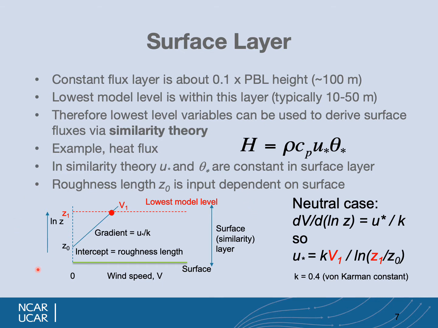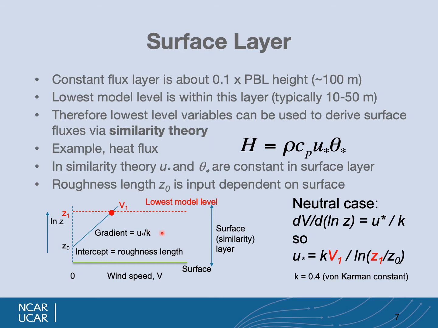So this diagram shows the surface layer of the model and the lowest model level here, the red point, which has a velocity at the lowest model level and the height of that level, z1. So similarity theory says that the velocity goes as a log of z. Notice there's a log profile on the axis. So the velocity is linear with log z and has an intercept at z0, the roughness length.